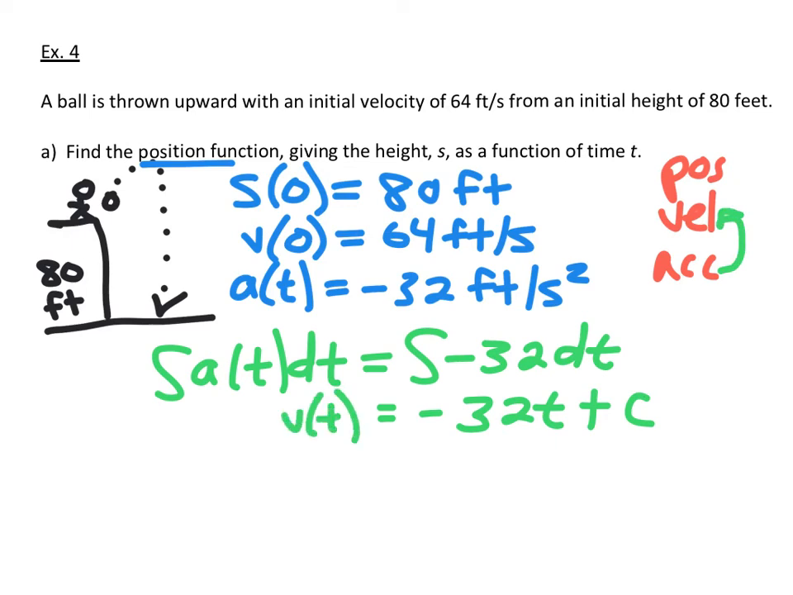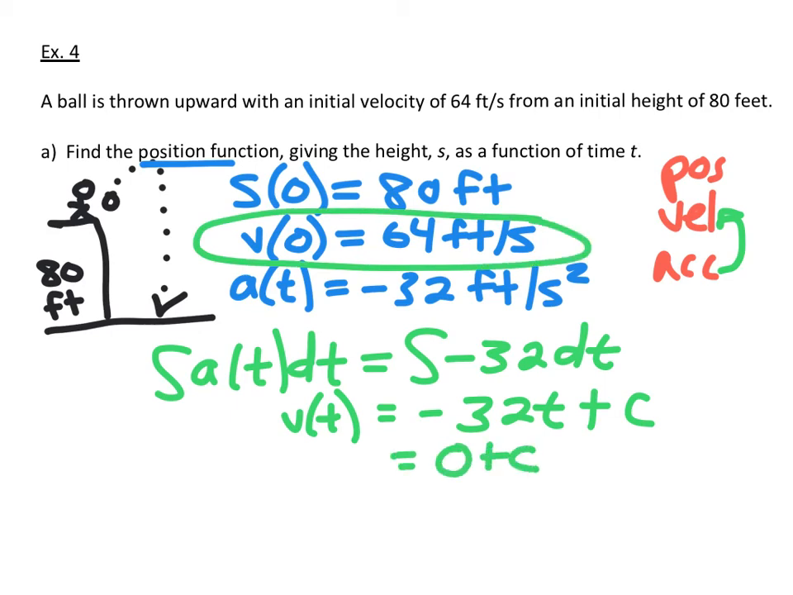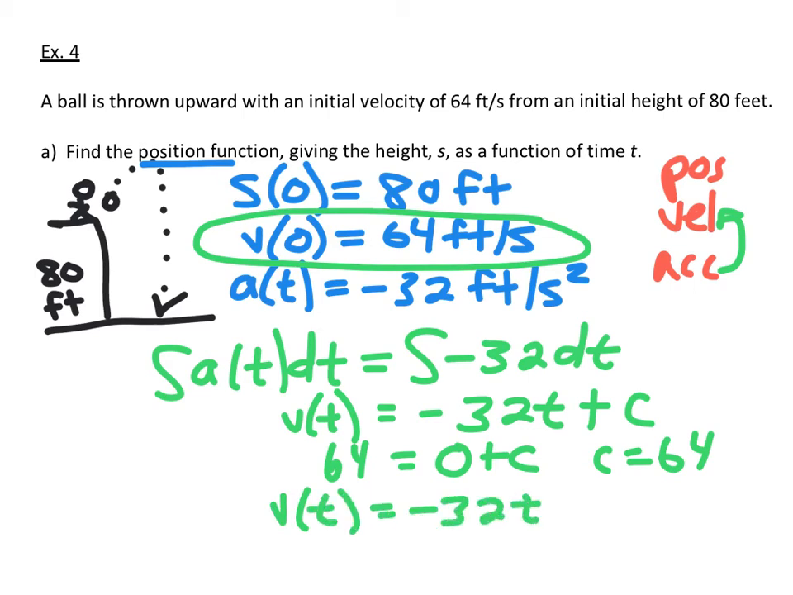But before I can go back another step to get to position, I'm going to need to actually solve for that c value. So that's where I use this point right here. So when time is equal to 0, velocity was equal to 64, so c would equal 64. So if I rewrite that, velocity is equal to negative 32t plus 64.